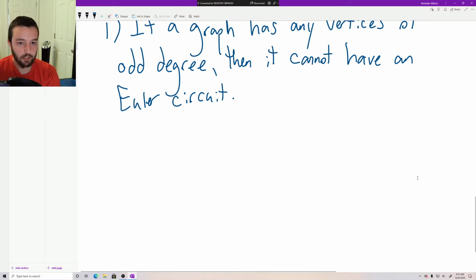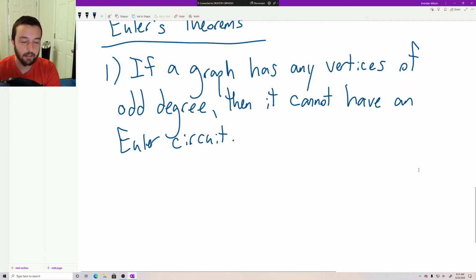So the natural question now should be, okay, if all my vertices have even degree, am I guaranteed an Euler circuit? Well, let's look at the next part of this.